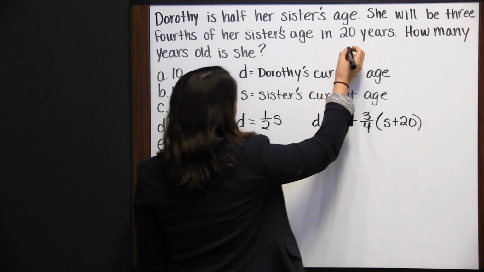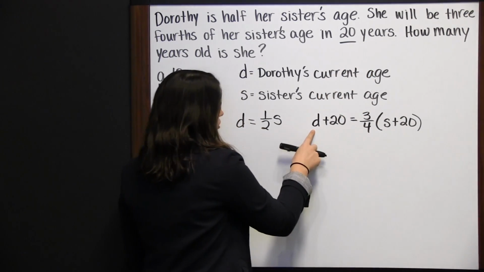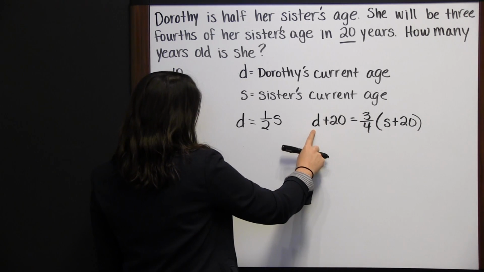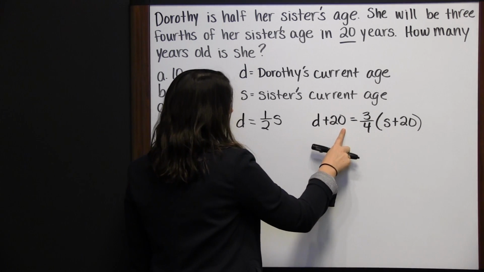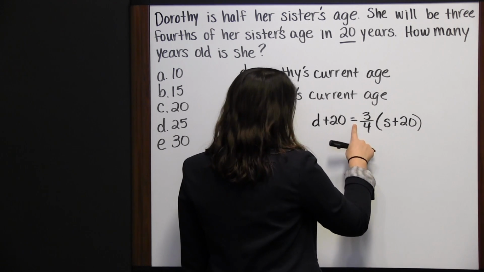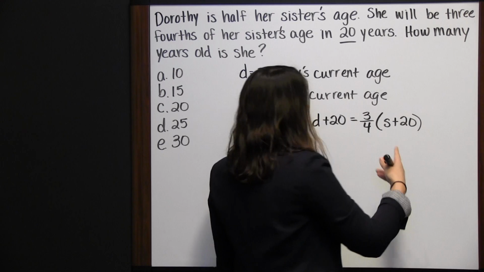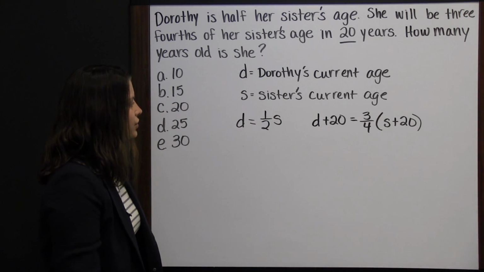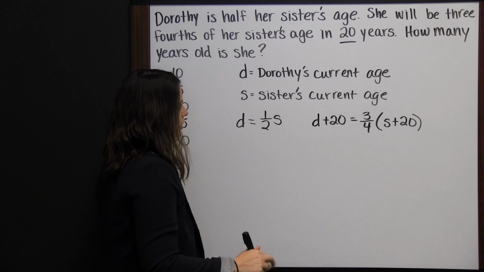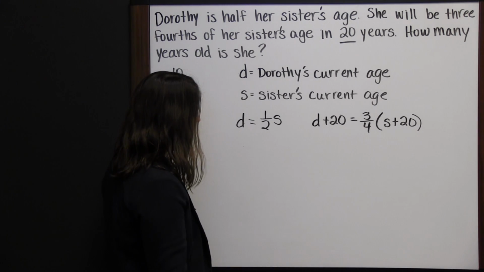So when they talk about in 20 years, that means we have to add 20 to their current age. So Dorothy's age in 20 years, so plus 20, equals 3/4 of her sister's age, also in 20 years. So we want to solve for Dorothy's age, obviously, and we can do this in lots of different ways.